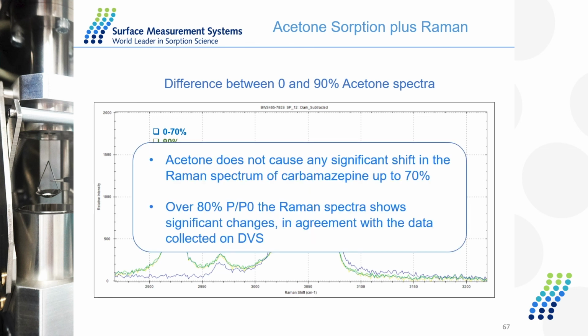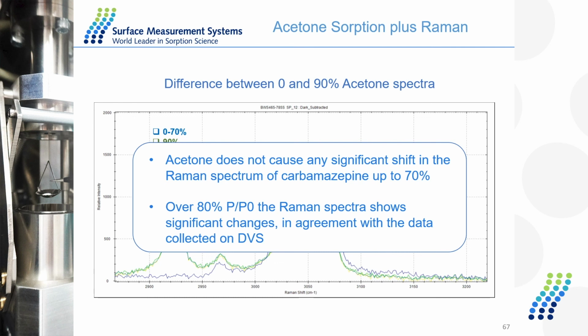So this is very good because the acetone data has no significant change up to 70, and there is the change starting over 80% partial pressure. The DVS data and the Raman data support exactly this type of transition.